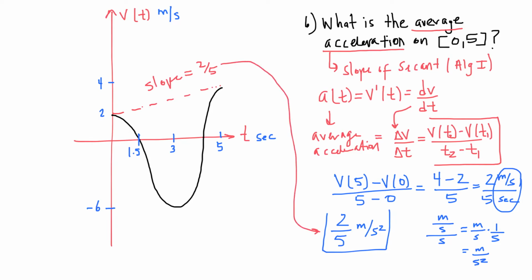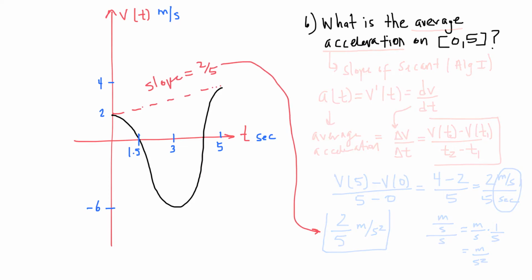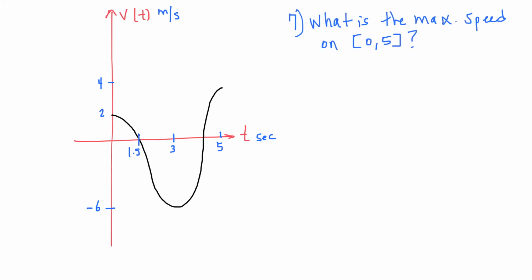And that's why we can say that the average acceleration is 2/5 meters per second squared. All right, one more question. What is the maximum speed on 0 to 5?